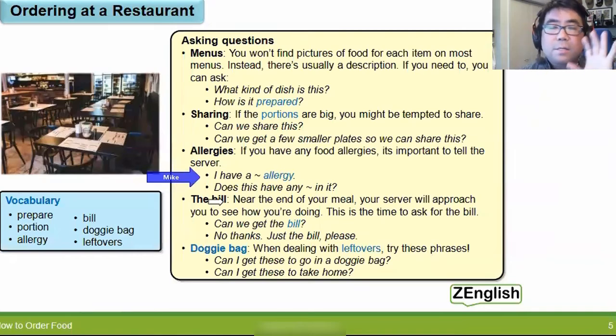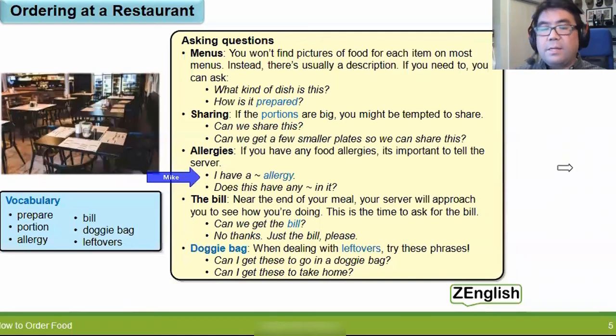But always good. So, I have a peanut allergy. Or, does this have any gluten in it? All right. So these are some good ways to make sure that the server knows about your dietary needs, right? Very important. Don't want to stress that enough. This is really, really important that you explain your allergy problems if you have them.